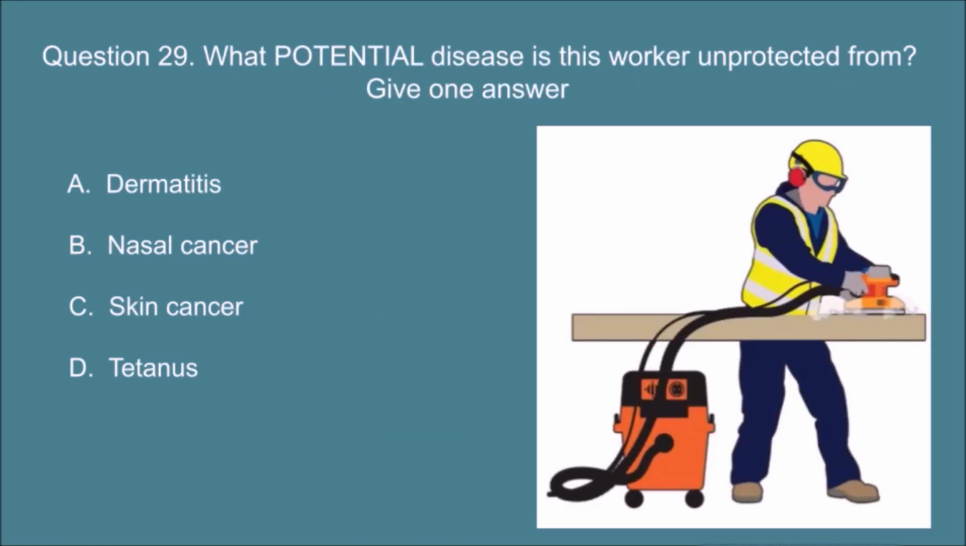Question 29. What potential disease is this worker unprotected from? Give one answer. A, dermatitis. B, nasal cancer. C, skin cancer. D, tetanus. The correct answer is B, nasal cancer.